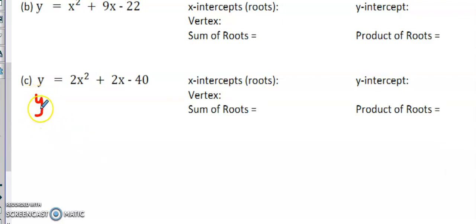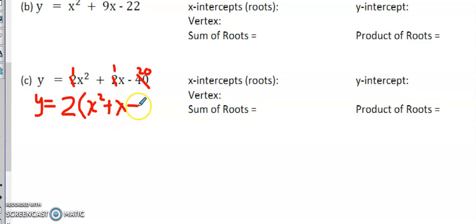Alright, so in both problem C and problem D, I notice all three of these numbers are even. So that means that I can factor out a 2, and in doing so, this number becomes a 1, this number becomes a 1, and this number becomes a 20. So what I end up with is 1x squared plus 1x minus 20. Now why that's important to be able to do is because now, since this leading number here is a 1, we can actually now do just a diamond.